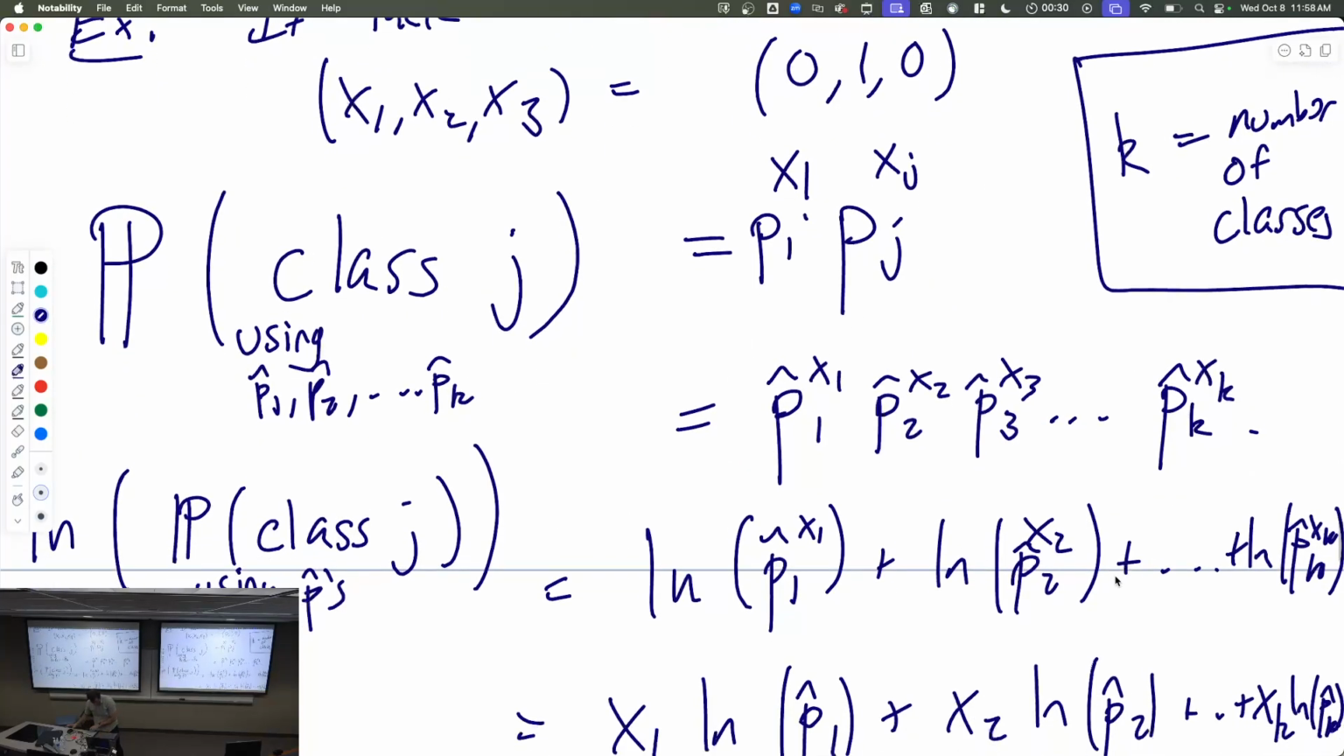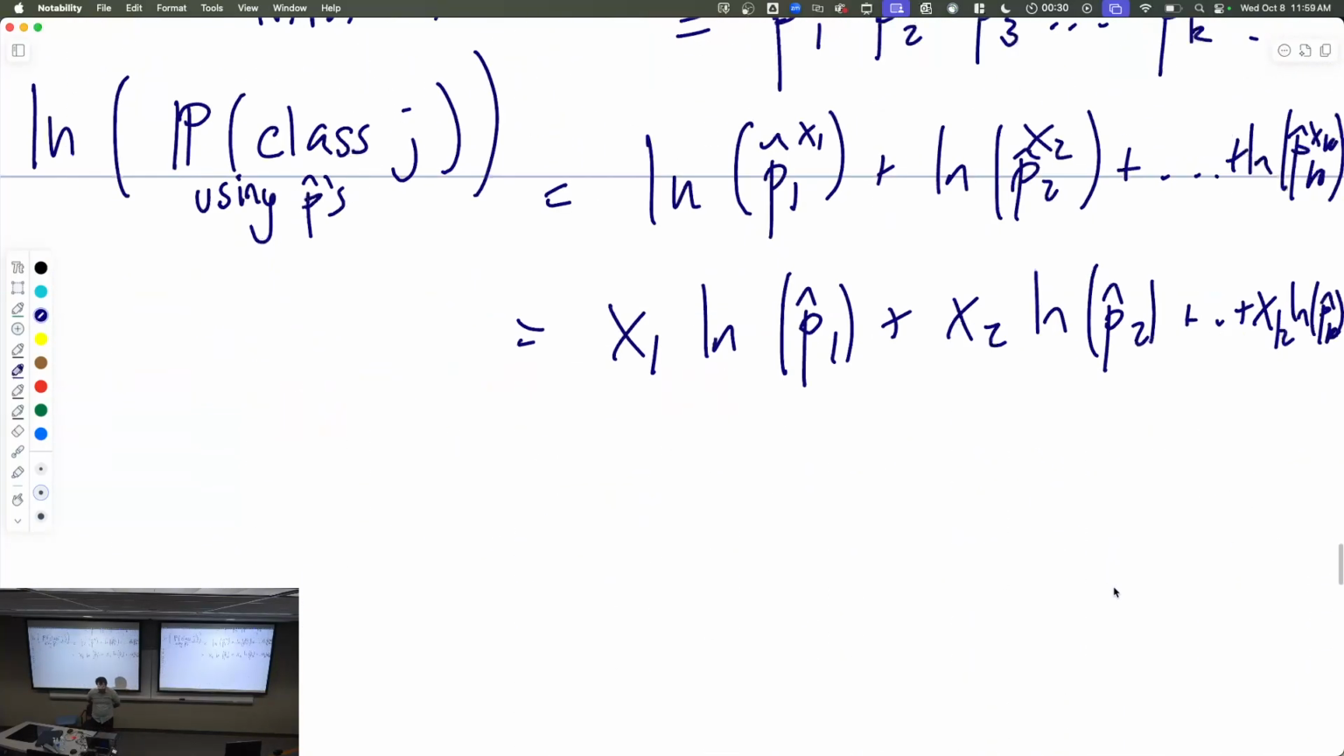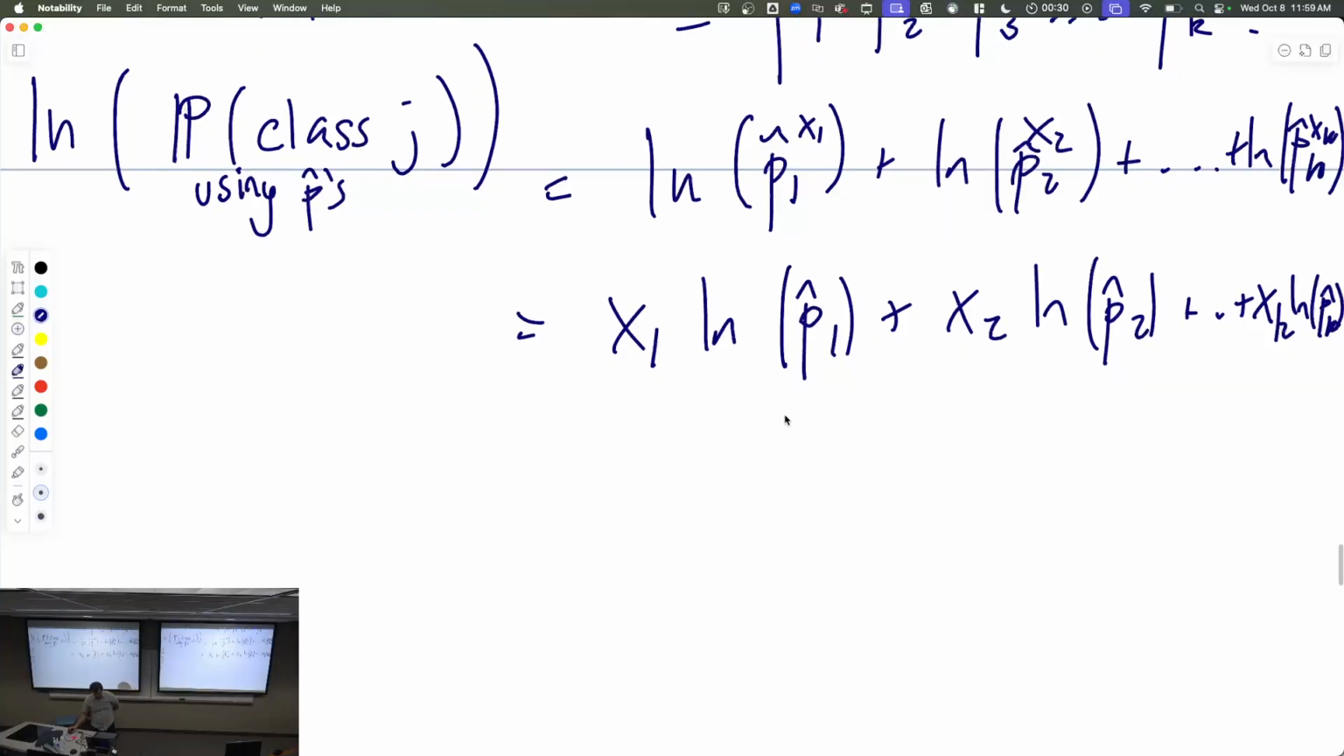I can try to zoom in a bit. Okay, so that's very nice. Most of these are 0. We're adding the number 0 to itself many times, right? All of the x's are 0 except for one of them. And the one of them is the class that we're looking at. Okay, so that's very nice.